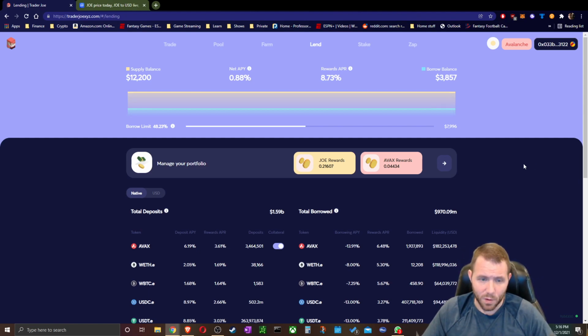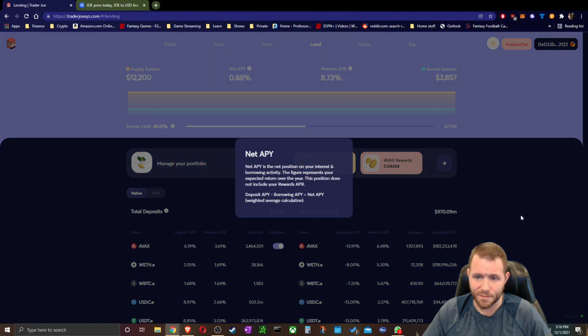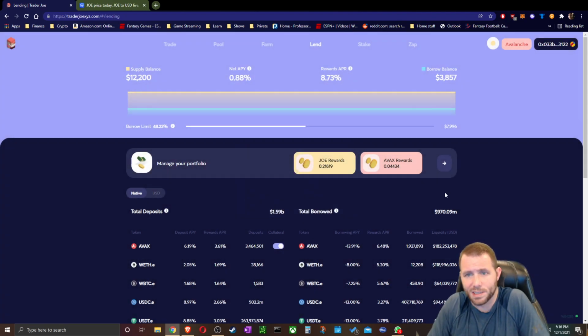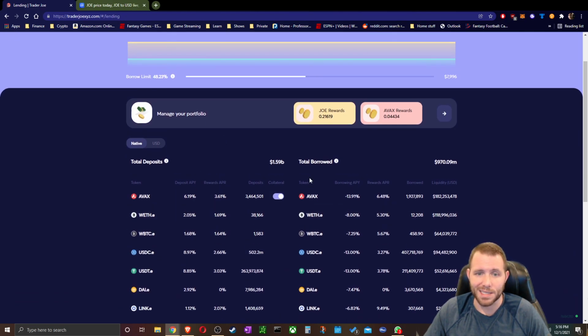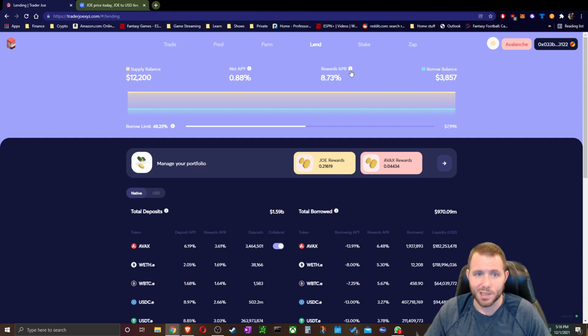So just to explain it real quick, this is like your dashboard up here. There are always a bunch of these little info dots that you can click on to show you some information about what's happening. Like net APY, it shows you what your net APY is in accordance to what you have borrowed and what you have deposited. Same with your rewards APR, your borrow balance.